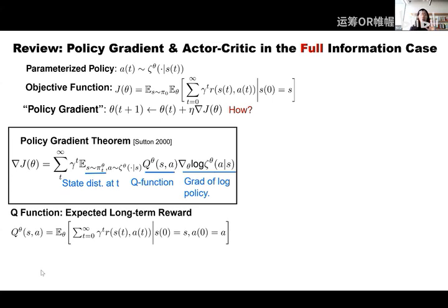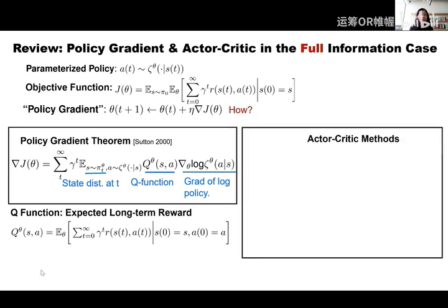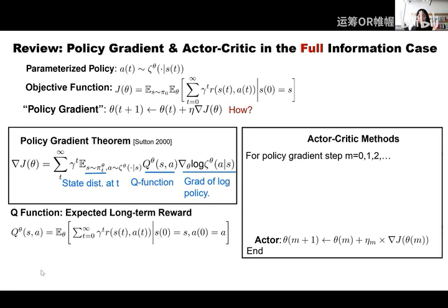The policy gradient theorem needs the Q function. The Q function is the expected long-term reward of my state-action pair. Once I have the long-term reward estimate, I can use that Q function to estimate my gradient. So the one critical thing is the Q function, the long-term reward. If I have it, taking the gradient becomes a very standard framework.